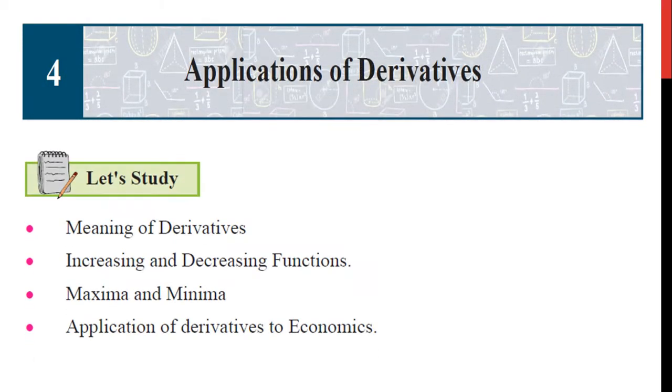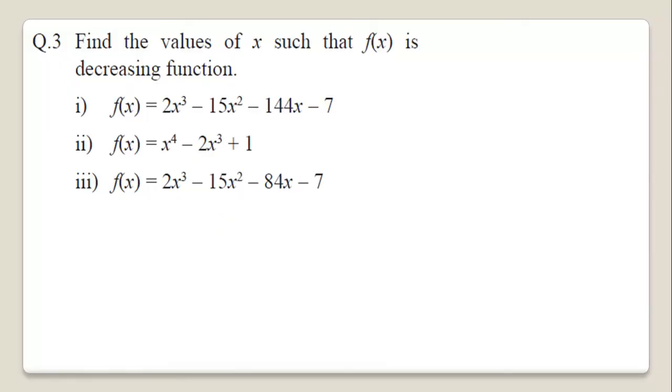So see here, we have to find out the values of x such that f of x is a decreasing function. This is question number 3 from exercise 4.2. Last time we solved to find the values of x such that f of x is an increasing function. Now today we have to find the values of x such that f of x is a decreasing function.